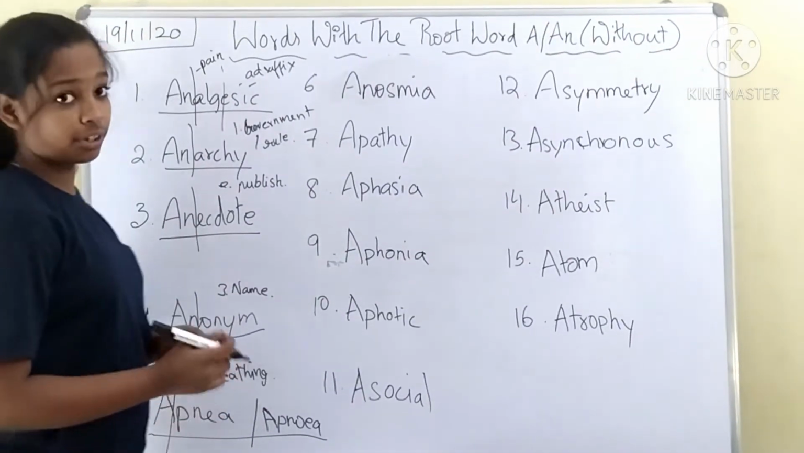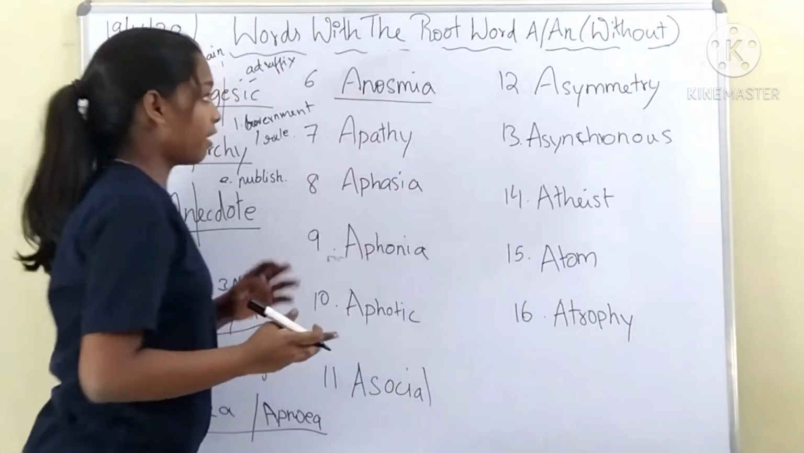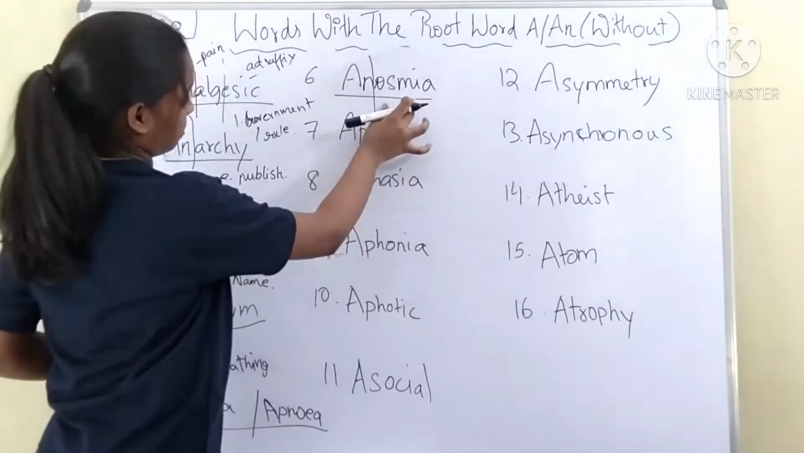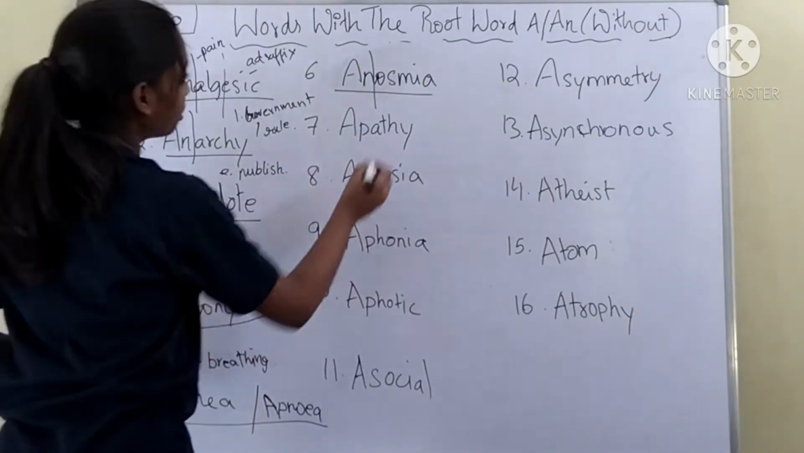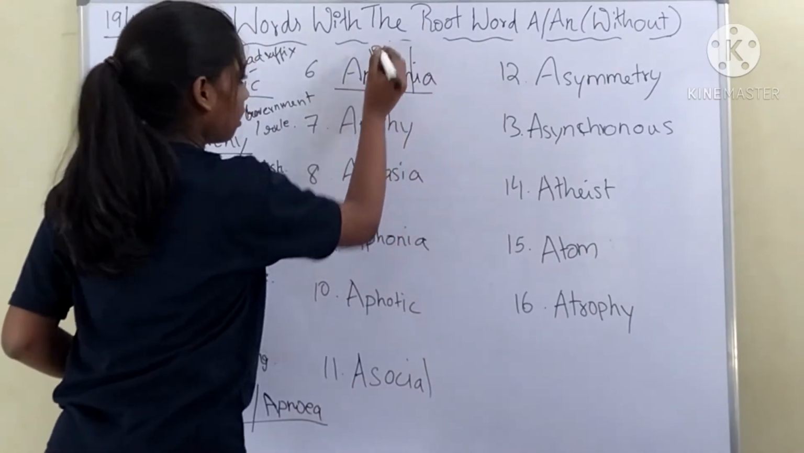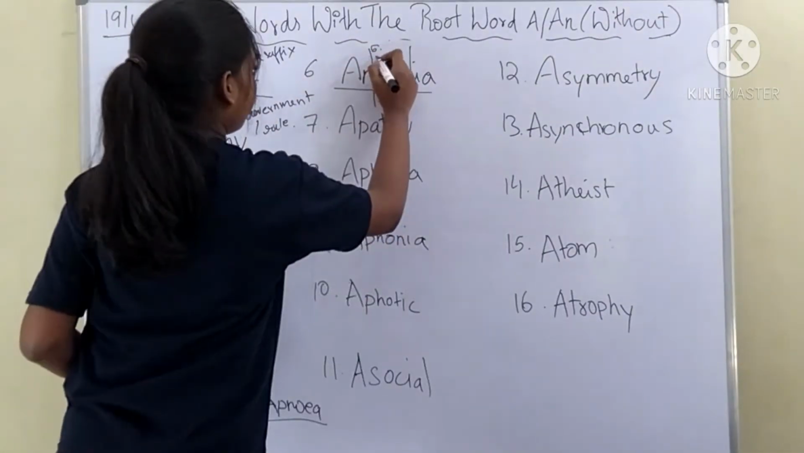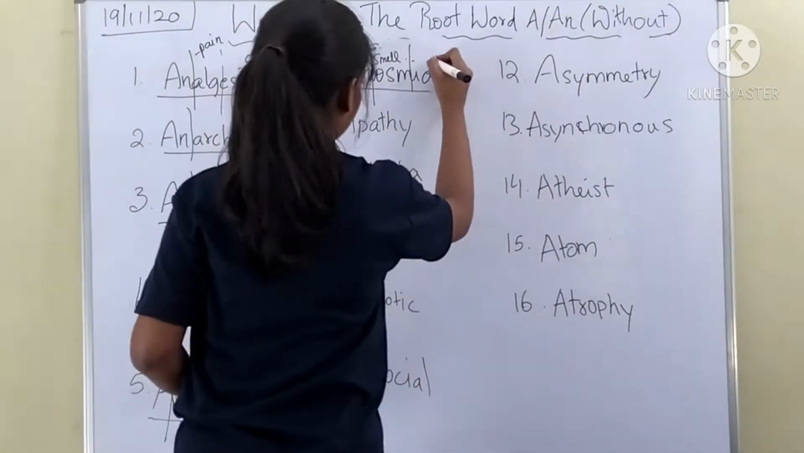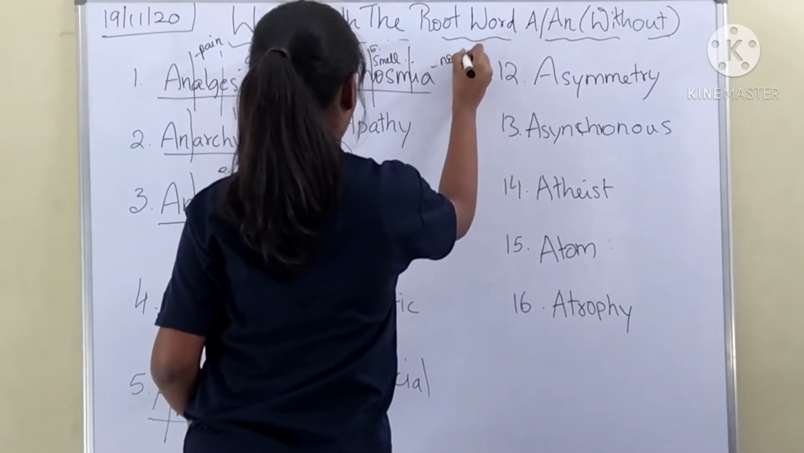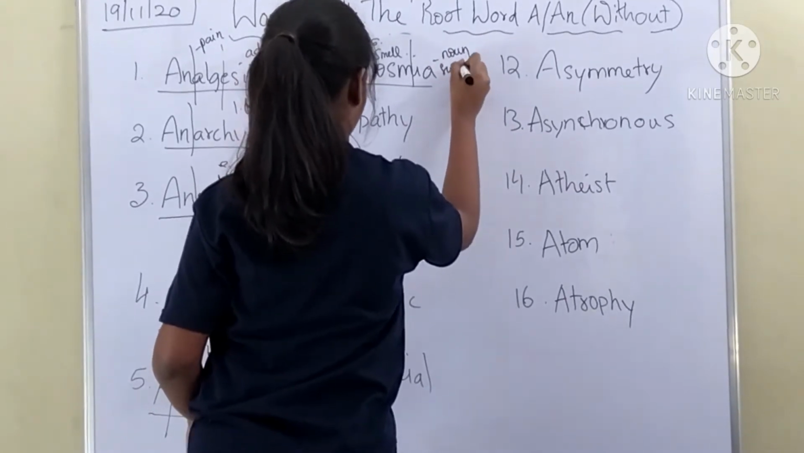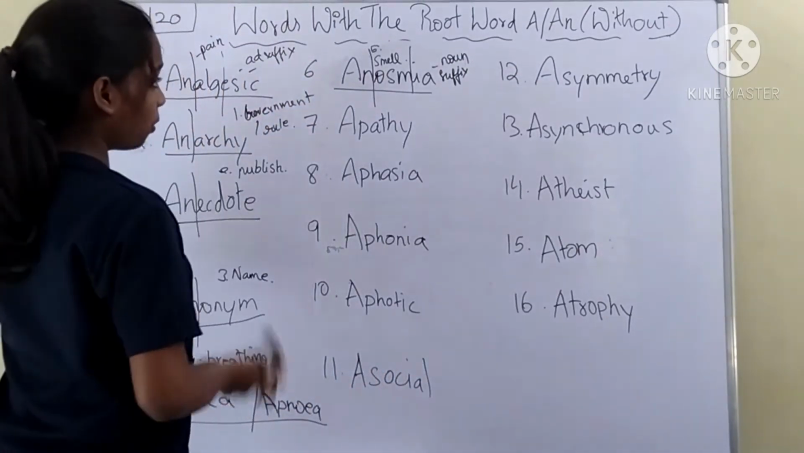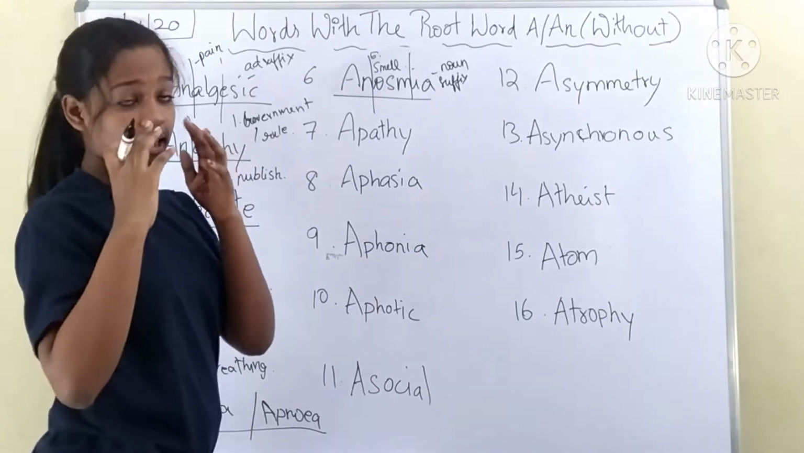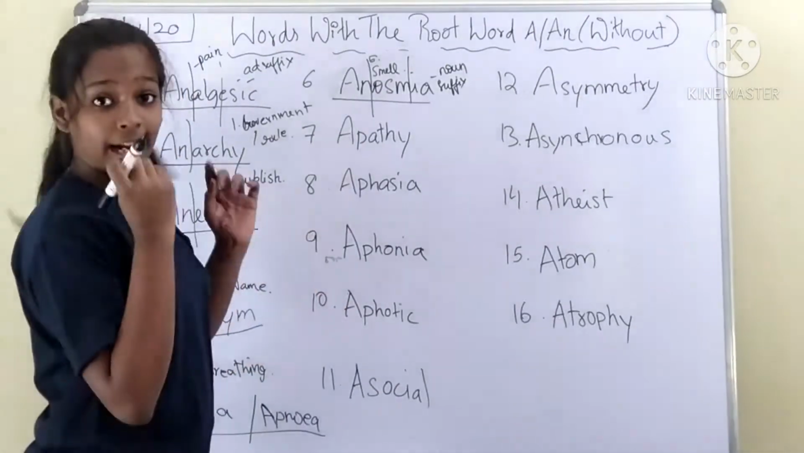The next word for today is anosmia. Anosmia has 3 root words in it. An means without, osm. Osm is the 5th new root word, which means smell. And ia is a noun suffix. So the word means loss of sense of smell. A person who loses his sense of smell, so that is called anosmia.